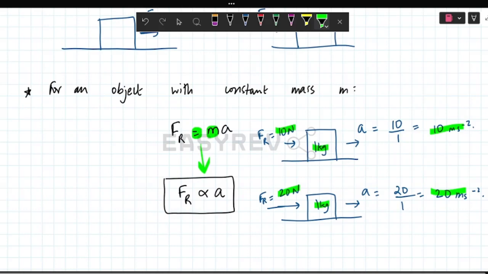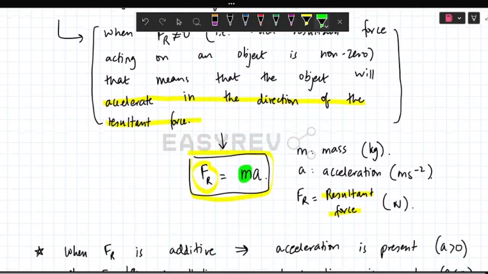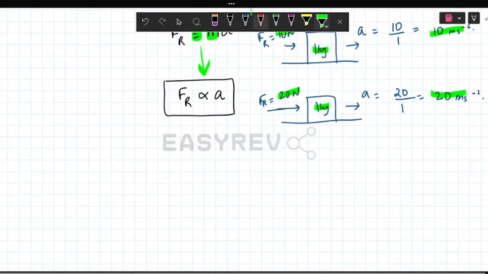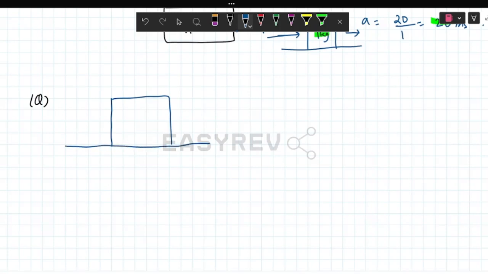So with all of this out of the way, let us now conduct a simple sort of analysis with a simple applied question. So suppose you have the following kind of question. Suppose you have this box that has a mass of 10 kgs.